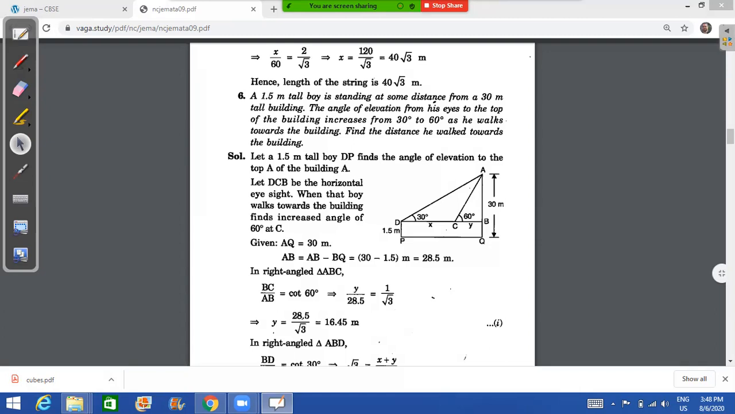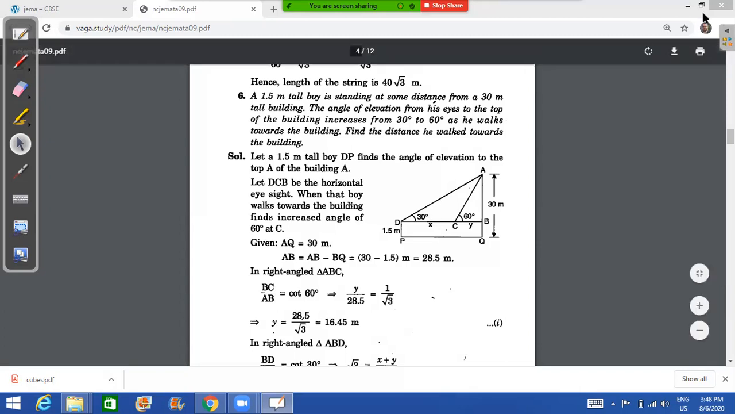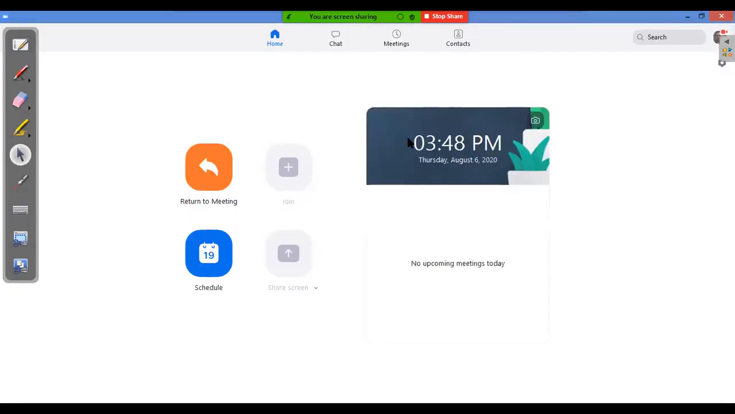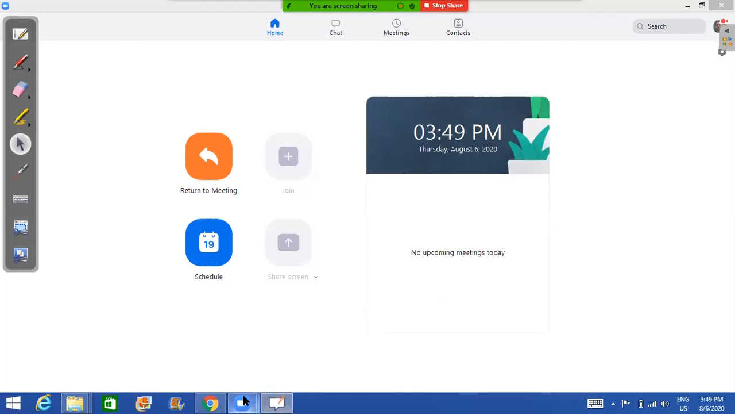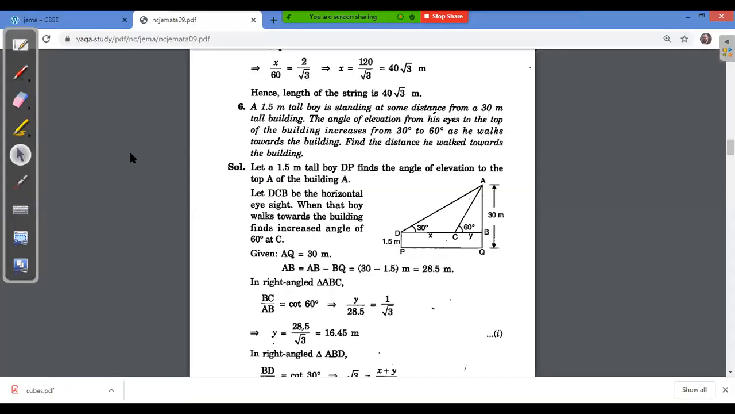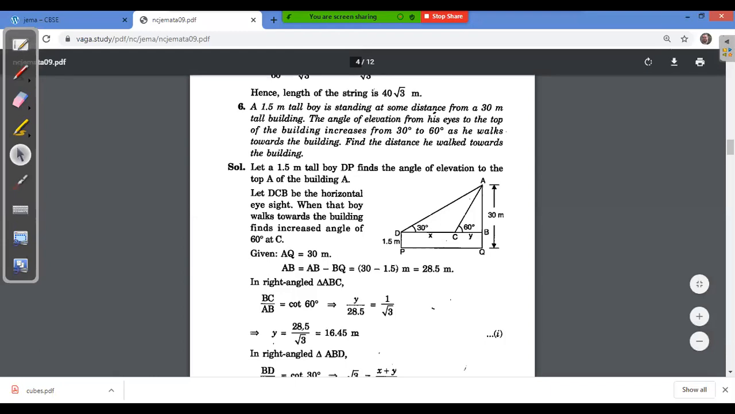So this is the boy and this is the building, and the angle has changed, if you notice, from 30 degrees to 60 degrees. So here we have 30, and as we move closer, this is 60. The question is, what is the distance that this person has moved? So in other words, we have to find out AB. How do we find AB?